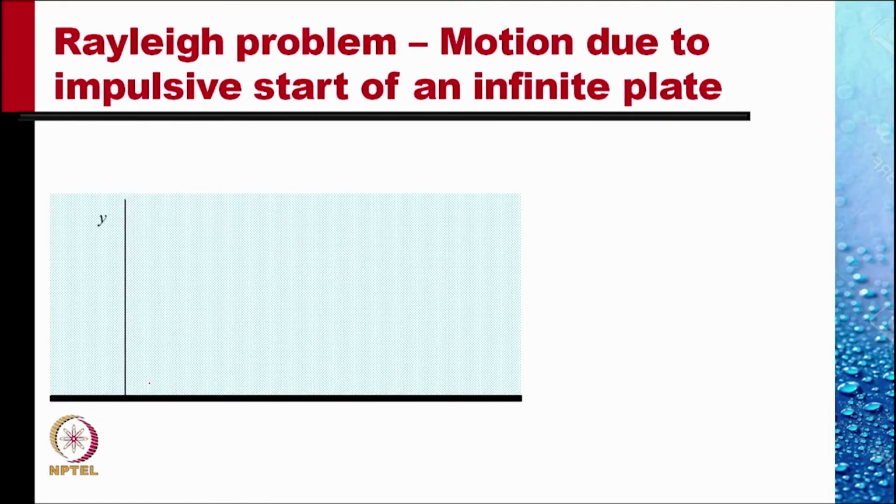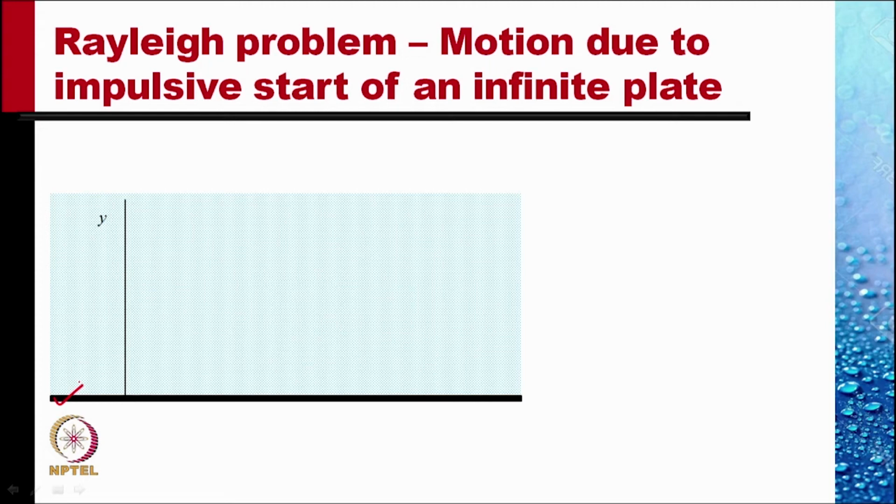Let's do one more problem. The problem is known as Rayleigh's problem, and this is an unsteady flow problem. It is the motion due to impulsive start of an infinite plate. Let this infinite plate be sitting in a fluid, and the fluid is stationary. The plate is stationary. At time t is equal to 0, this plate suddenly starts moving with the velocity V or V naught.